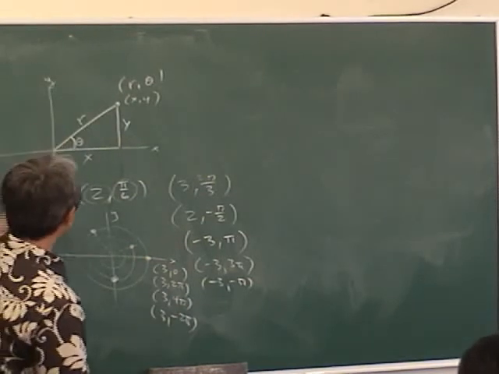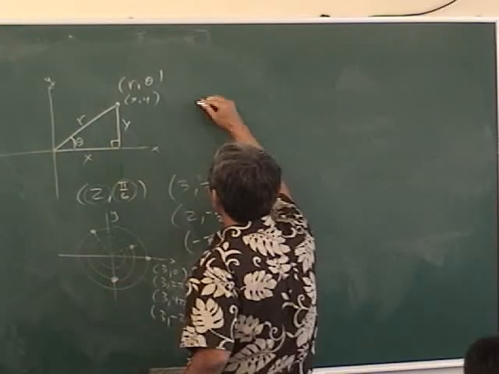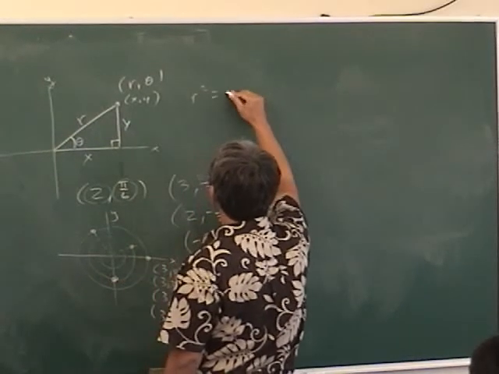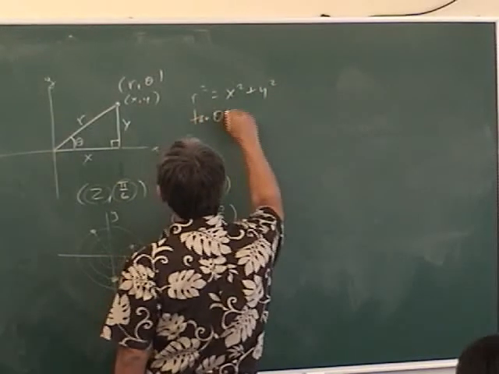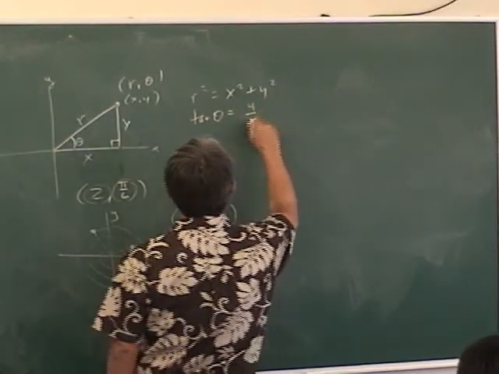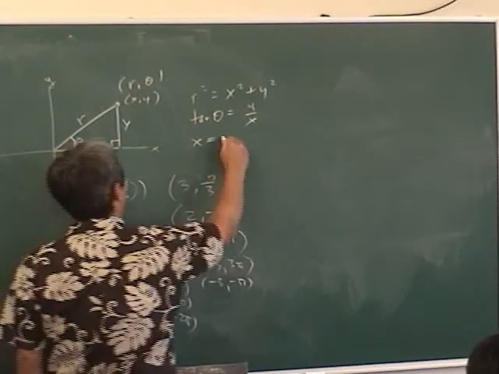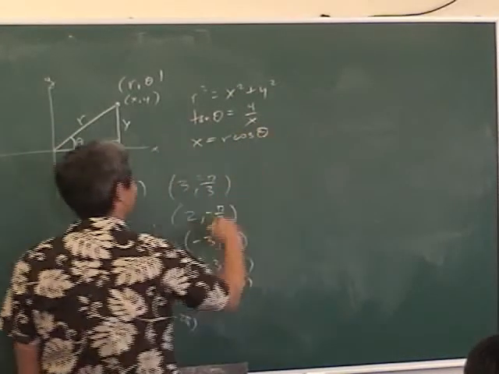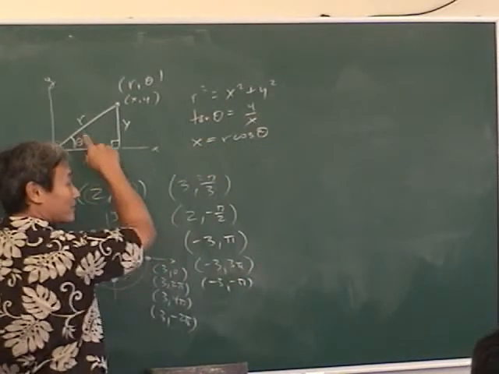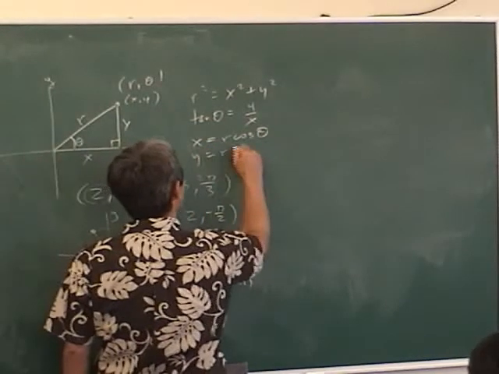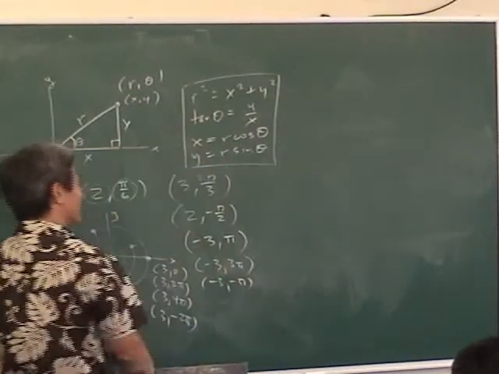Look at this picture. So you can see from this picture, this is a right triangle, that r squared is equal to x squared plus y squared, right, that's just the Pythagorean theorem. Tangent theta equals y over x, right? Opposite over adjacent. X equals r cosine theta. That's the same thing as saying cosine theta equals x over r, right? Adjacent over hypotenuse. Y equals r sine theta. And these are your 4 formulas that you need to know.